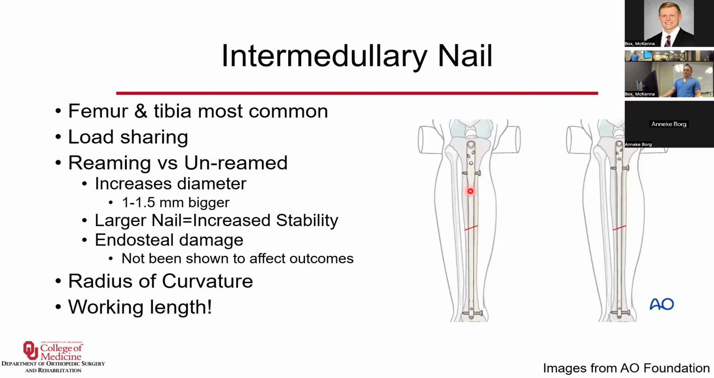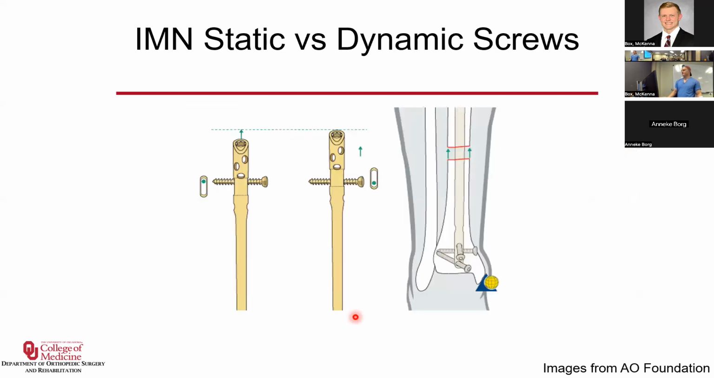You can ream or place it without reaming. What reaming does is it basically widens the medullary canal so you can fit a bigger nail down. So the larger the nail, the more stability you're going to have. There's just some stuff on static and dynamic screws. So use a lot of dynamic screws whenever you're treating non-unions. What that does is it basically allows the nail to move in the segment that's attached to help cause compression at the fracture site and stimulate bone healing.